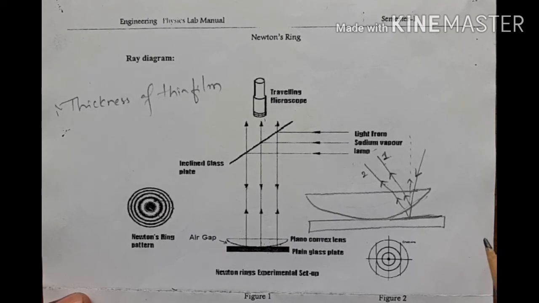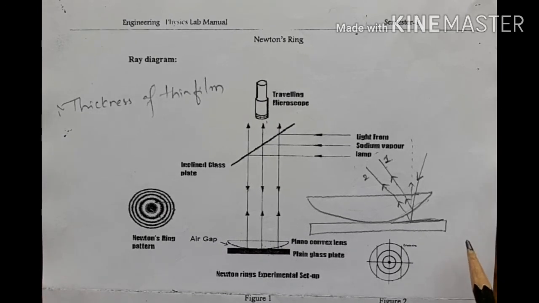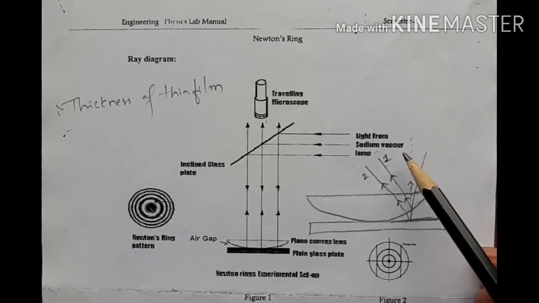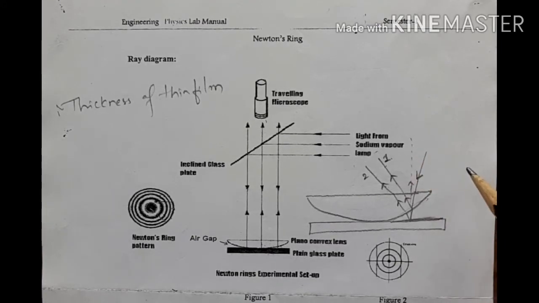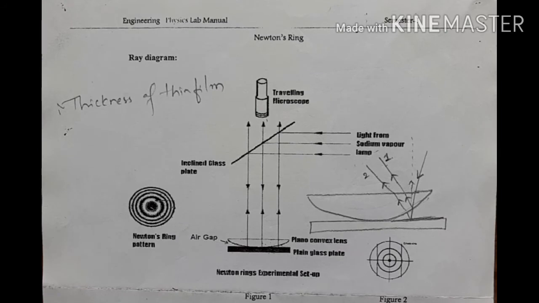There are many sophisticated instruments to find out the thickness, such as ellipsometry, atomic force microscope, that is AFM, profilometry, and thin film matrix. This Newton's ring is one of the equipments from which we can find out the thickness of thin films. Again, we can find out the wavelength of the source. The wavelength of the given source can be found by the Newton's ring experiment.